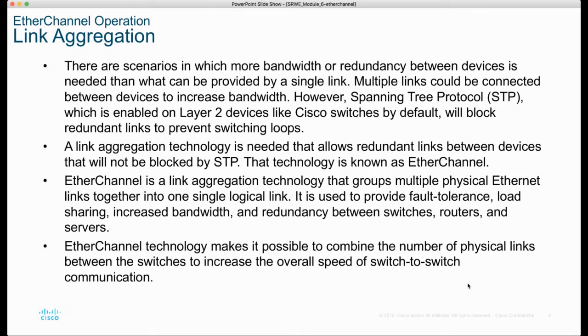So Etherchannel allows us to do this with Cisco devices. Well, it has to be at least Fast Ethernet. And all the ports have to be the same technology. I can't take a copper port and a fiber optic port and bond them together. But we're allowed to create about six Etherchannel groups if we want to.